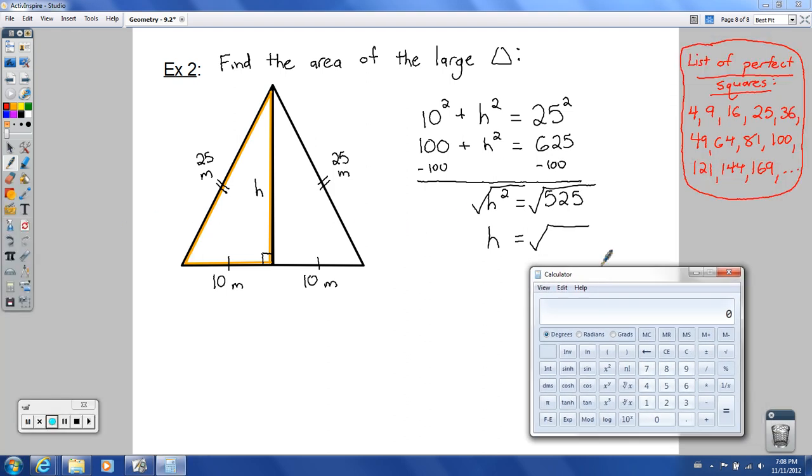So if you weren't sure what the biggest number in this list was that went into here, just try different numbers. So 525, I know any of the even ones won't go into there because that's an odd number to start. So I could try 9, see if 9 goes into there. So divided by 9, that does not work. So it's not a whole number there.